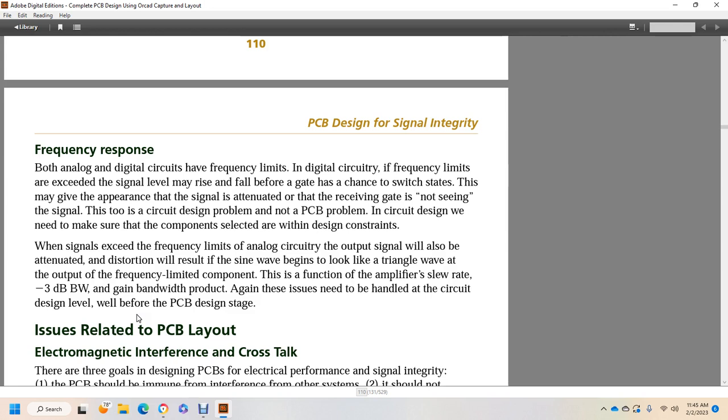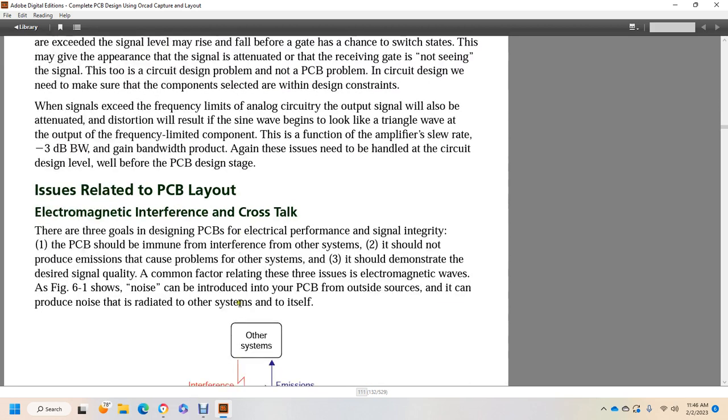In the circuit design we need to make sure the components selected are within design constraints, but if the signal exceeds the frequency limit of the analog circuitry, the output signal will also be attenuated and distorted. The distortion results the same way: the output of the frequency limited component begins to look like a triangle. This is a function of the amplifier slew rate, the -3 decibel bandwidth, and the gain bandwidth product. Again, this issue needs to be handled at the circuit design level before the PCB design stage.